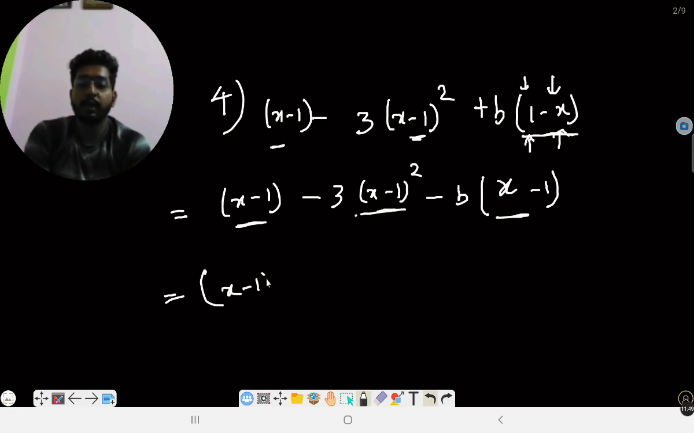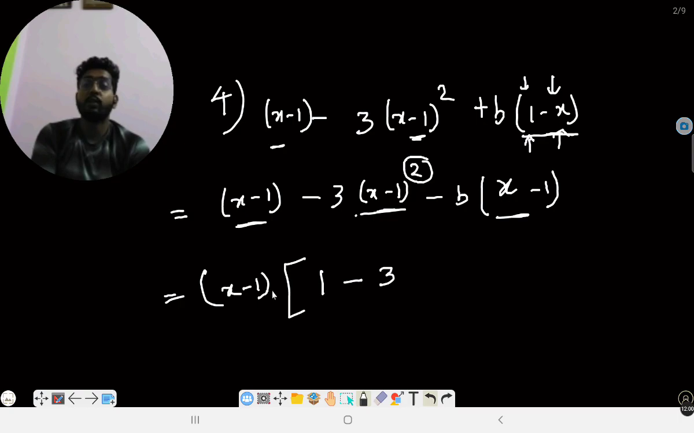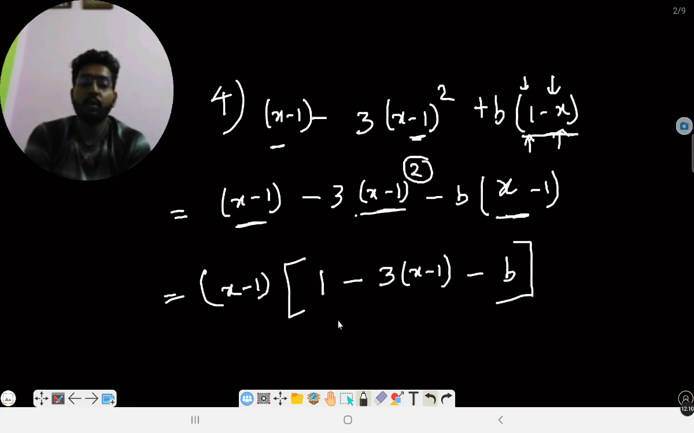Now from these three, you can see x minus 1 is a common element, so I am taking x minus 1. Done. Now what will be left here? 1, then minus 3. Now x minus 1 whole square, that means there are 2 x minus 1. I have taken 1 x minus 1, that means 1 x minus 1 will be remaining, minus b into, now I have taken 1 x minus 1, so this is cancelled out, so there will be only 1b.